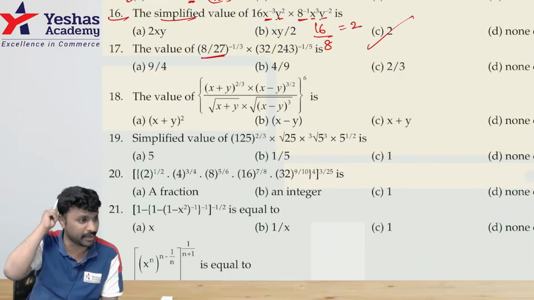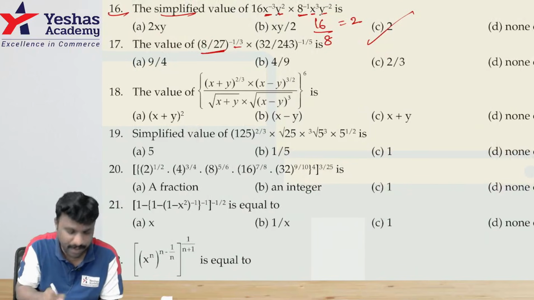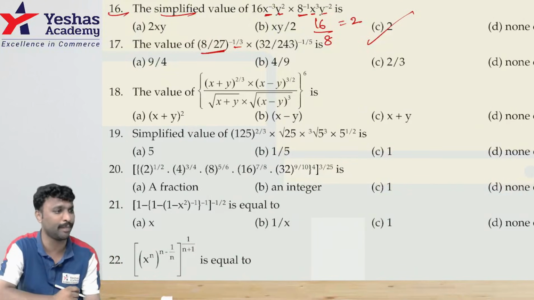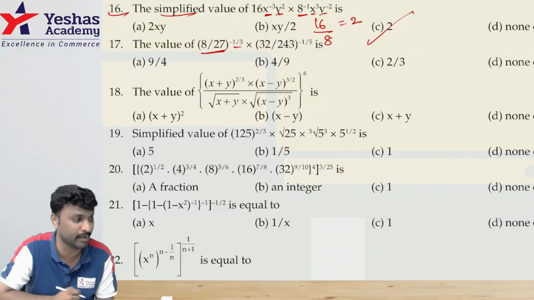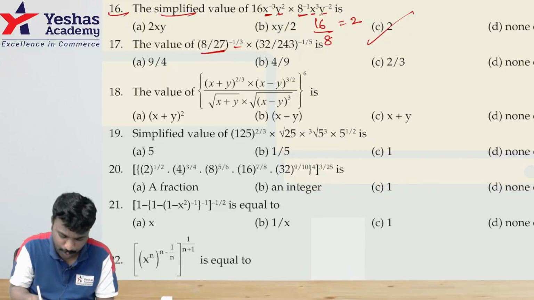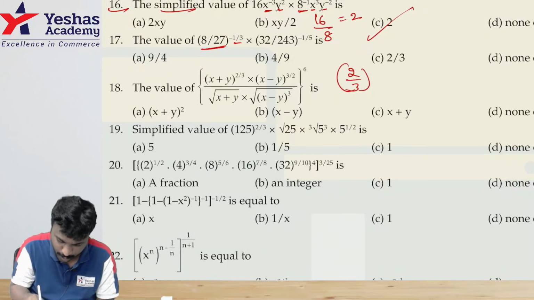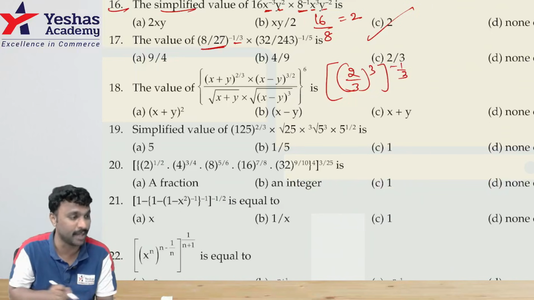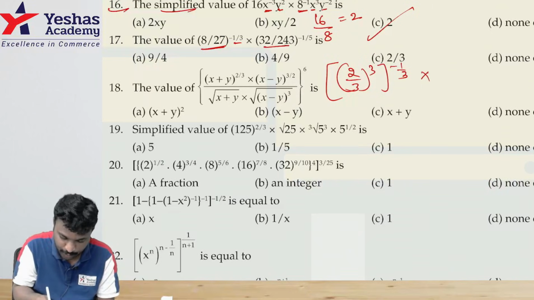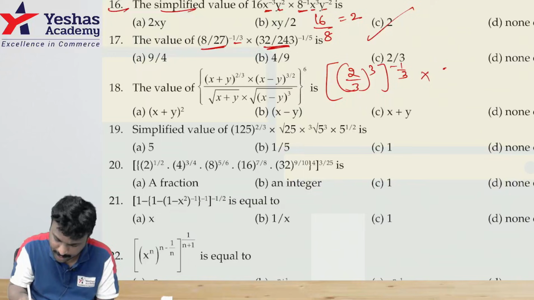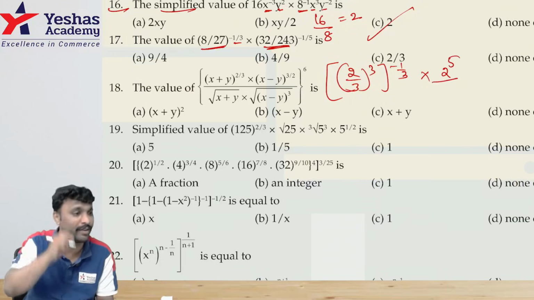8 by 27. First of all, you have a power here. Whenever the base is not a prime number, we have to express that in terms of a prime number. 8 can be written as 2 cube and 27 can be written as 3 cube. Can I not write this as 2 by 3 the whole cube, whole power minus 1 by 3? Yes, of course. And 32 by 243. 32 can be written as 2 power, how much is 32? 2 power 5.